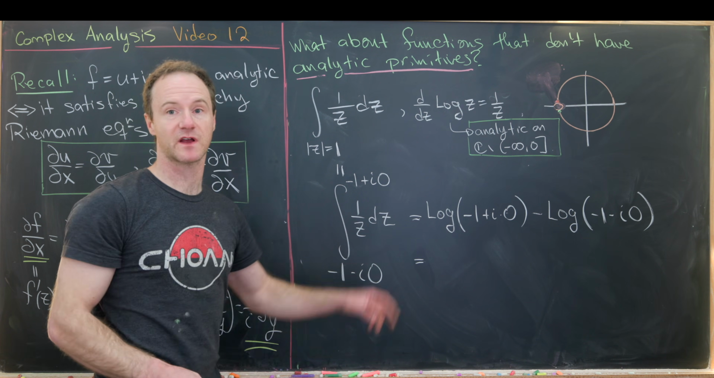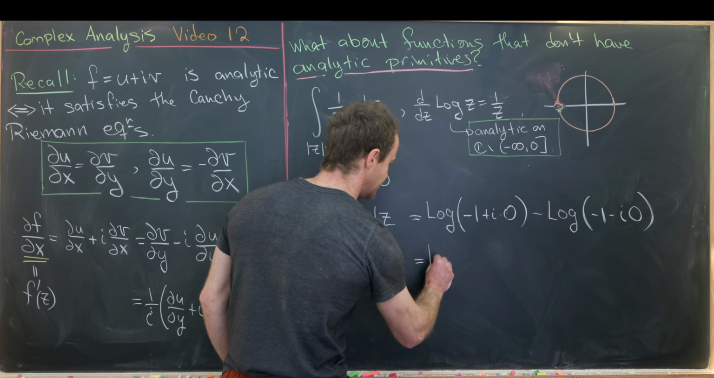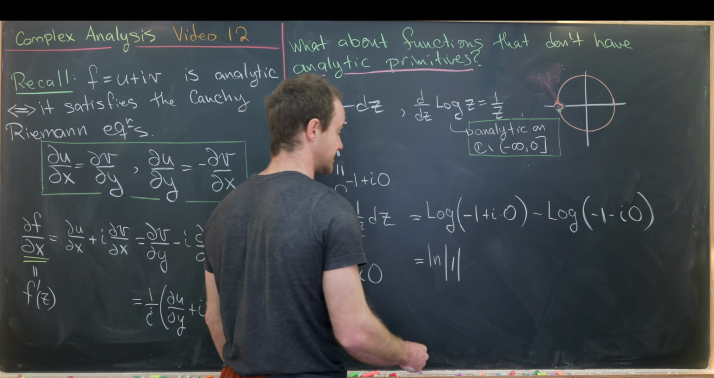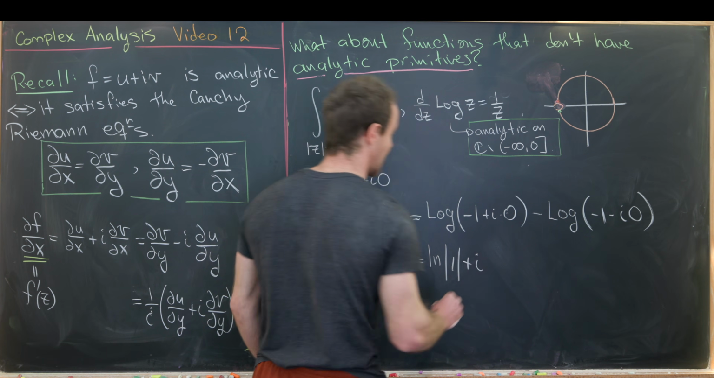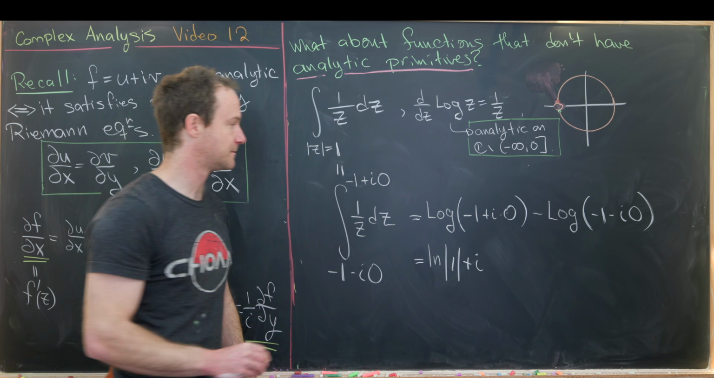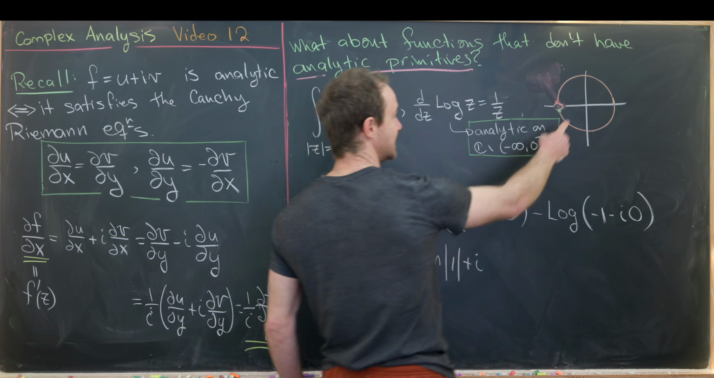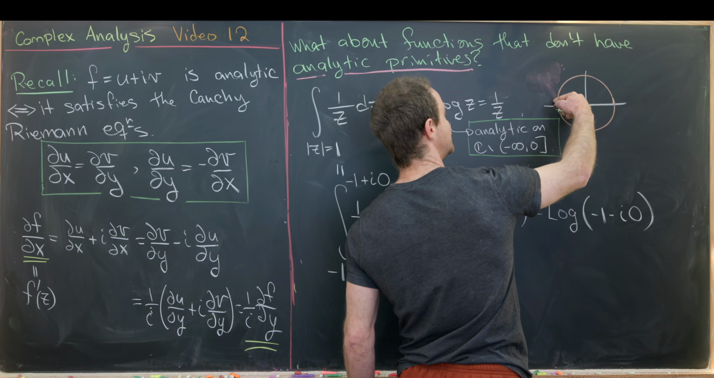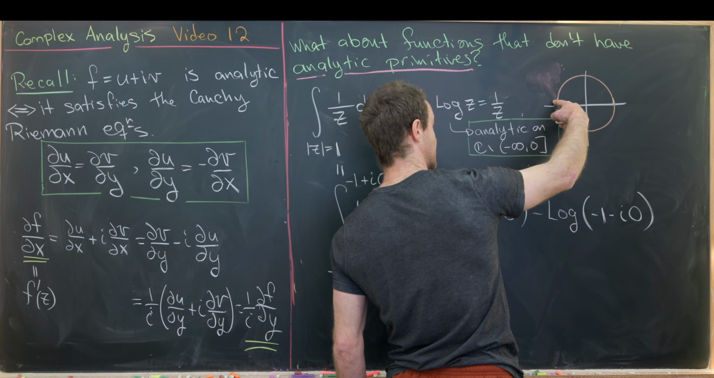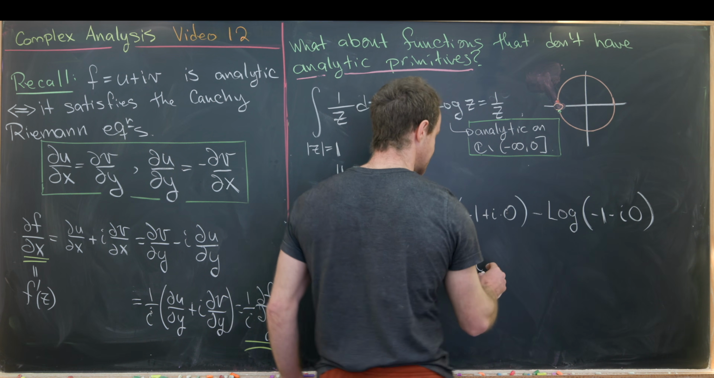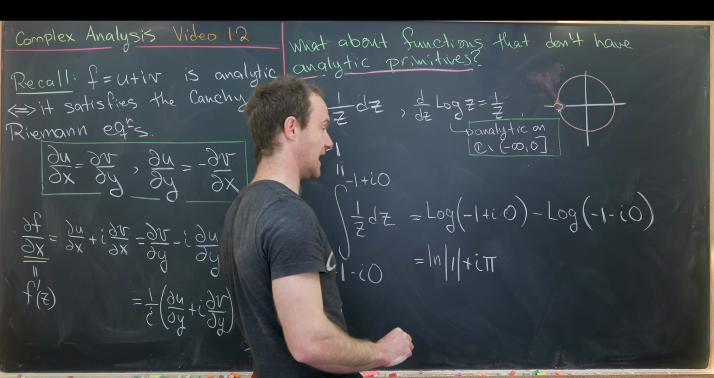So let's recall that the complex logarithm is defined to be the natural log of the modulus, so the modulus of this is 1, plus i times the argument. But what's the argument of the log of -1 plus i times 0? Well, recall that that's just above the negative real axis. But being just above the negative real axis means it has an argument of pi.